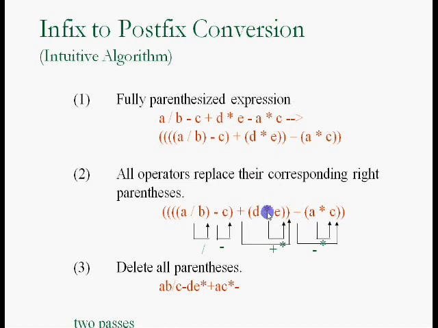Similarly d star e you would convert into de star, and it is grouped, yeah, a star b is now converted into ab star, and d star e is converted into de star. A star c is now converted into ac star. So these happen due to the operator precedence rule. And then comes the next one.